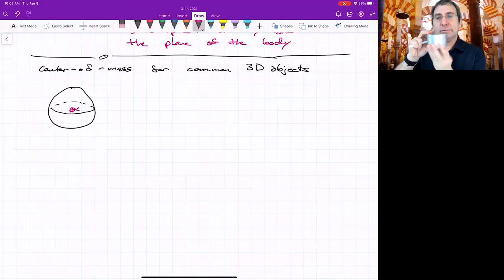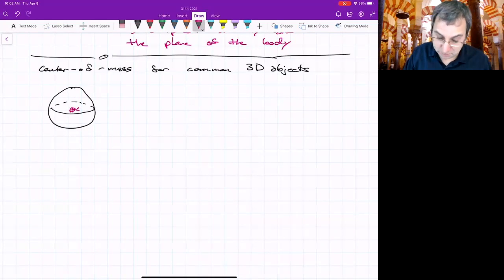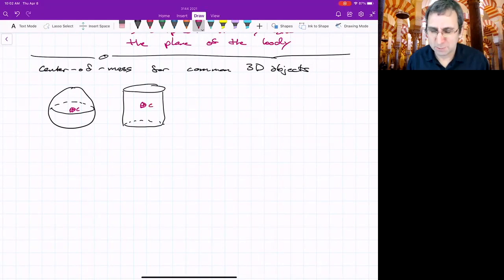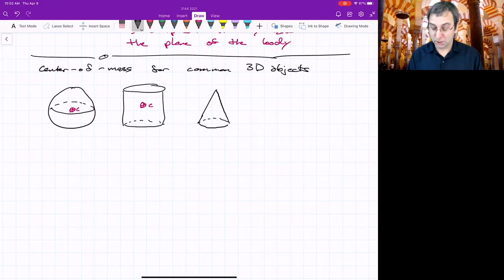Here's a cylinder, solid. This would hurt if it fell on your foot. Where's its center of mass? Well, it's probably in the middle, the geometric center again. Those shapes are just stunning. What about a cone? I don't know how to draw a cone. Can I? Yeah. Okay. There's the cone.